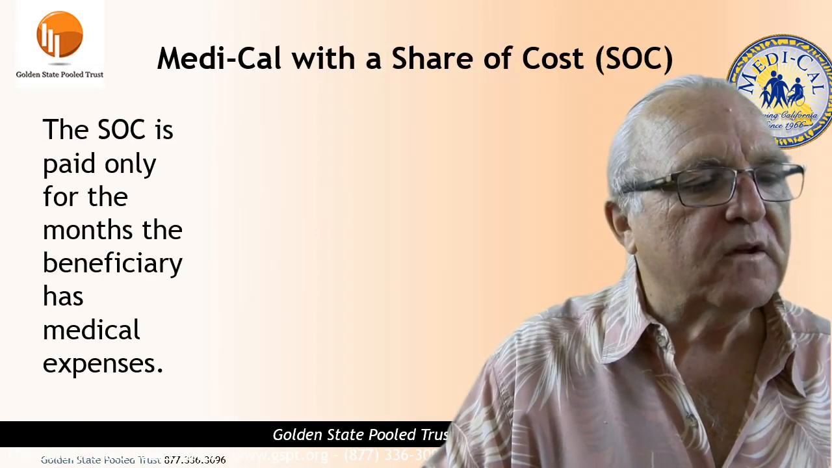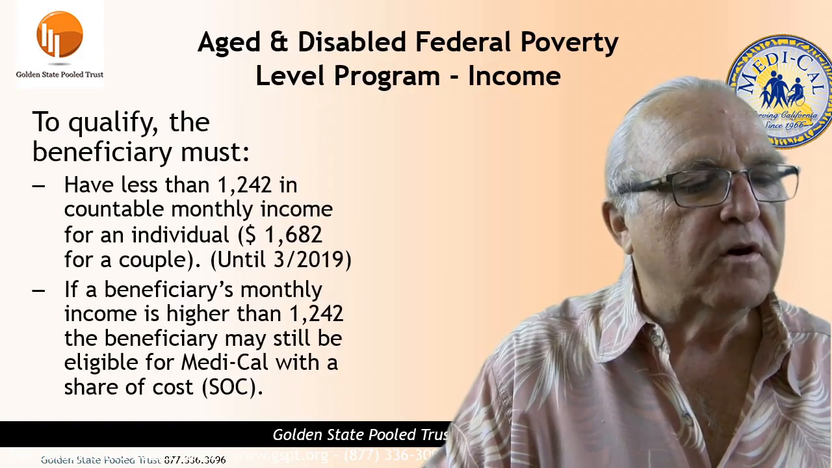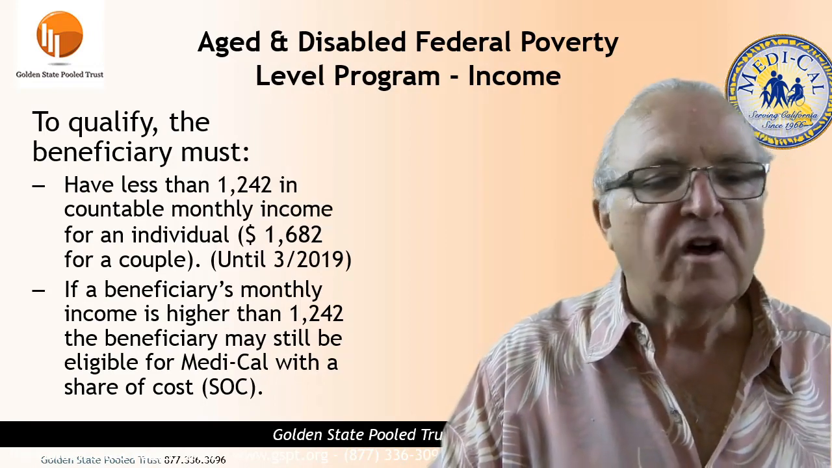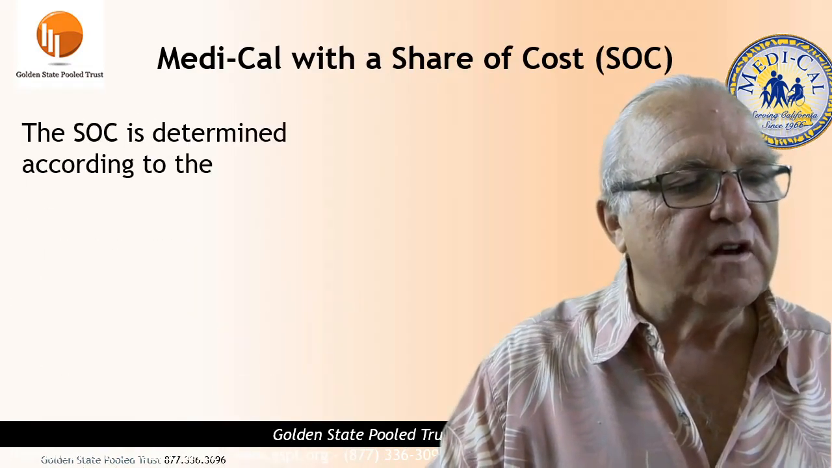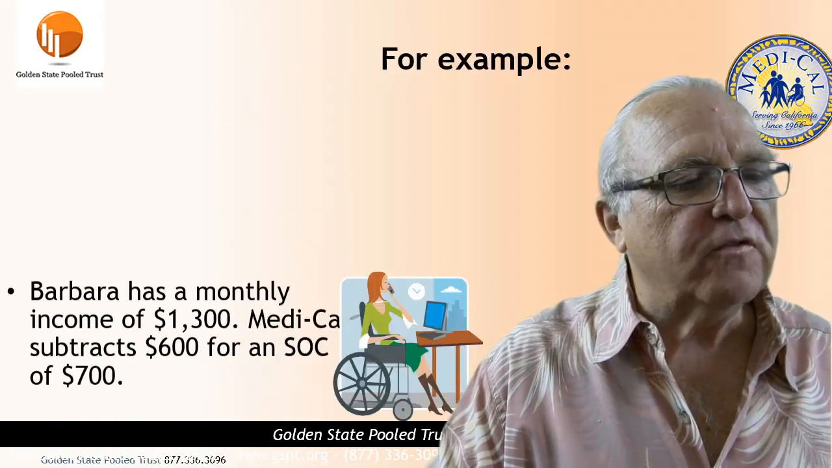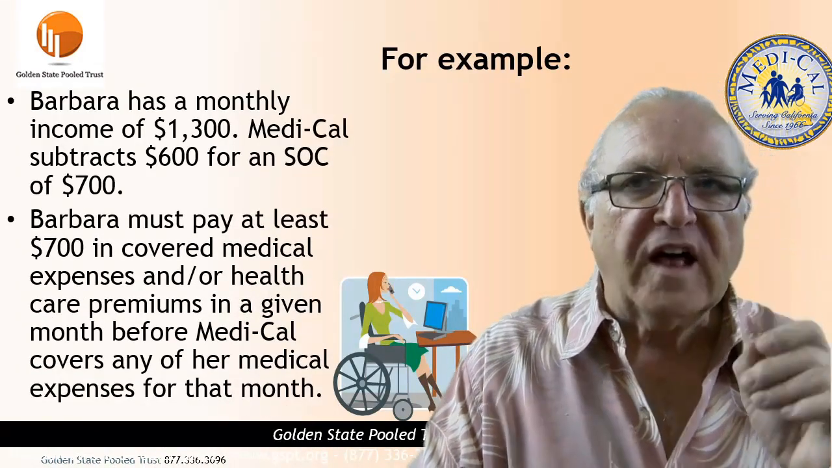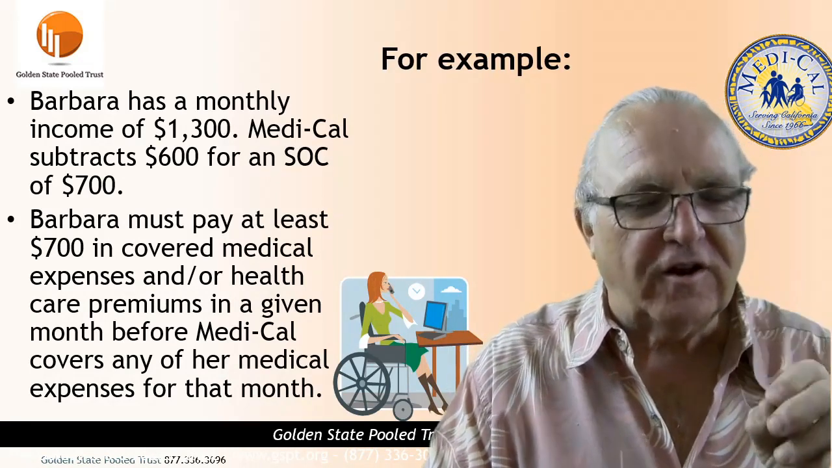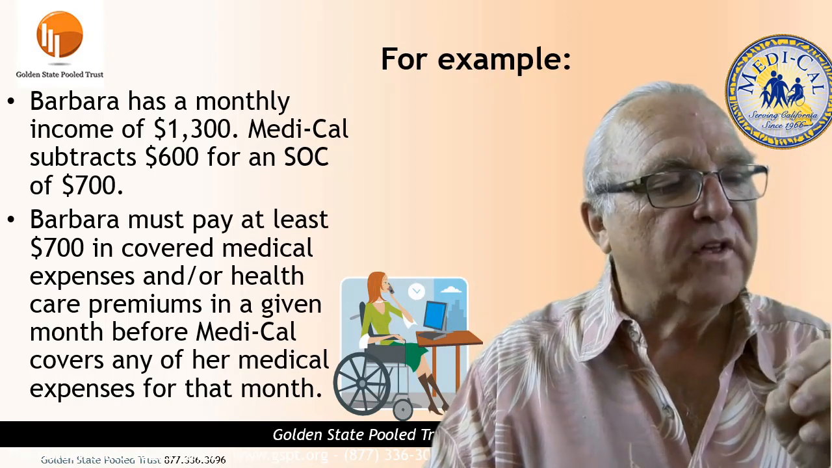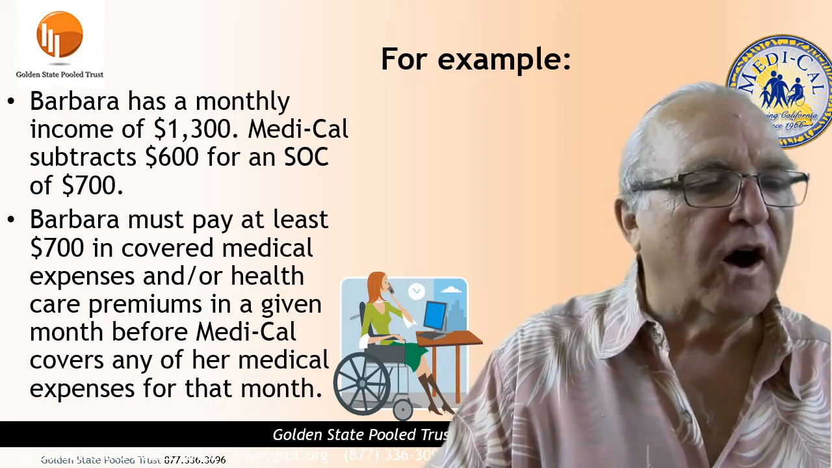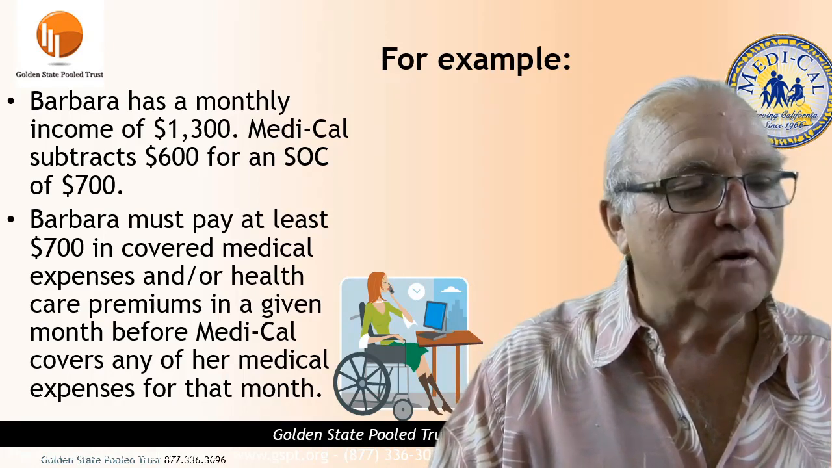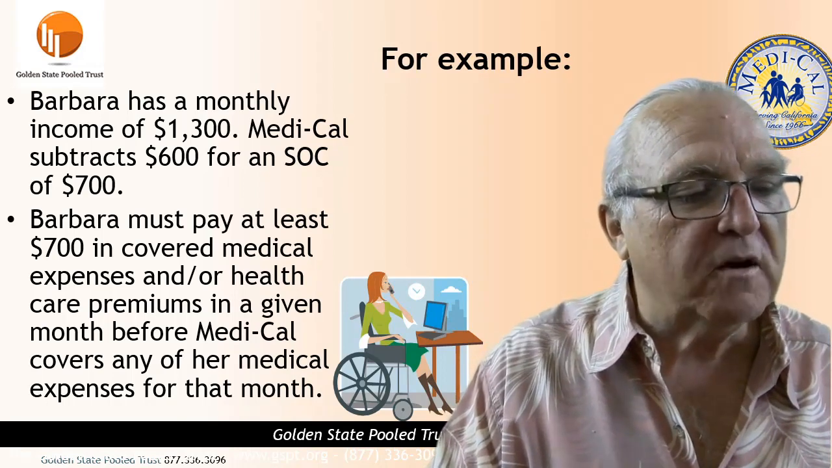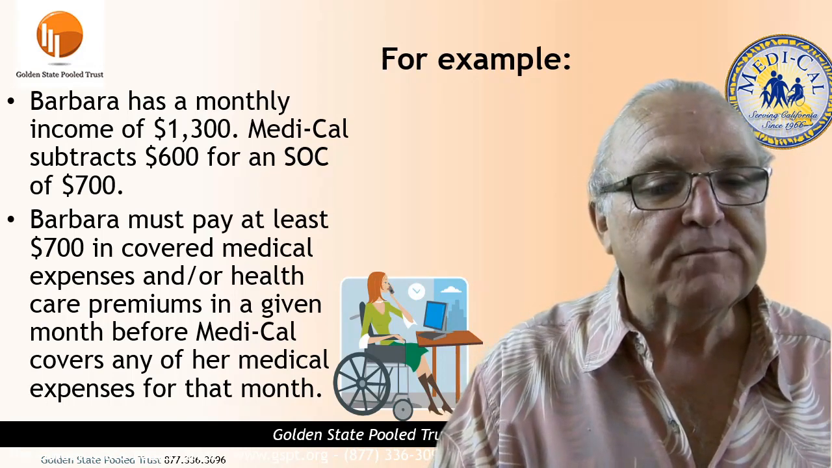If her income had been less than $1,242 here in 2019, then she wouldn't have had a share of cost at all. So that's what I call the cliff. You don't, in this example, want to go over $1,242 a month, because that will kick you into share of cost. And that would mean in this case that Barbara, if she had medical expenses for that month, would have to pay the first $700 out of her pocket before Medi-Cal would pay for anything.